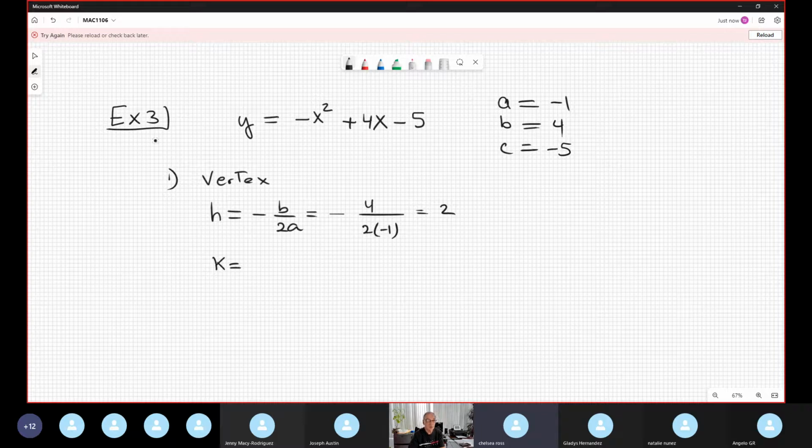Okay, it's the y value. When you plug it in here, be careful, be careful. It's minus 2 squared plus 4 times 2 minus 5. Be careful because this sign is not the same.